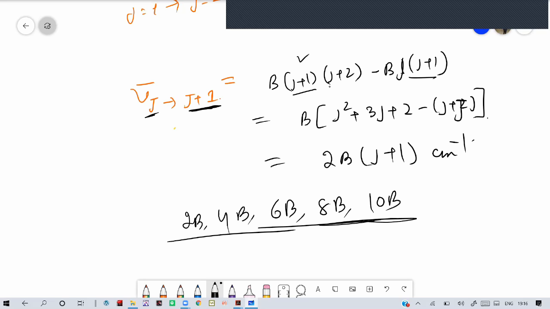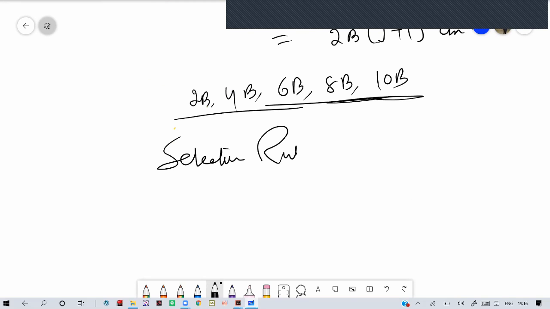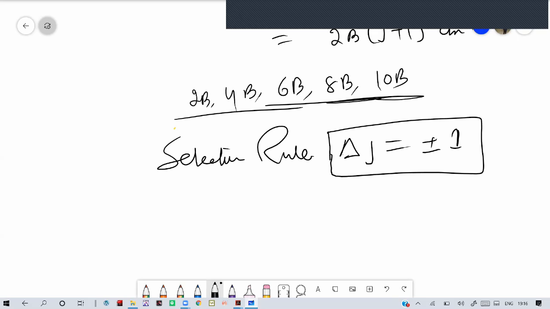Remember that the important thing is that the selection rule is delta J is plus or minus 1. This is important. So we are not expecting any transition from J equal to 0 to J equal to 2. We're only taking J equal to 0 to J equal to 1, J equal to 1 to J equal to 2, and similarly for others. So this is the selection rule, and this is how the energy levels are calculated in the case of rotational spectra.